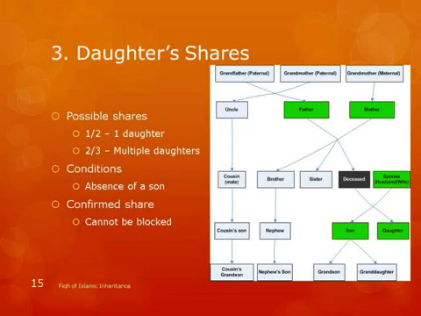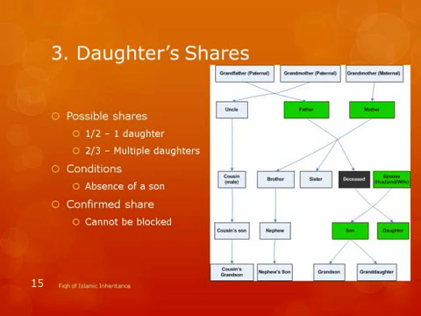If you are blocked by somebody, it doesn't mean that you get less. Sometimes you can get more. So this is an important thing. If you have a son, they take from the residual share and they share it in the ratio 2:1 with the daughter, and we'll talk about residual shares in more detail later on. And this is a confirmed share, cannot be blocked.